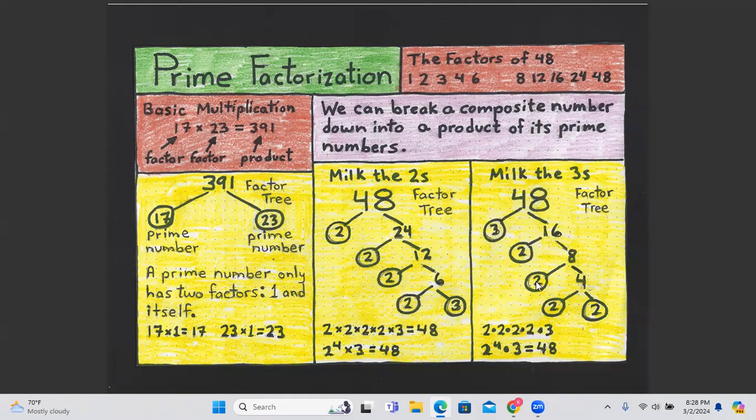And now we can continue milking out the 2s right here. And now we know that 2 times 4 will give us 8. 4, believe it or not, is a composite number, and we can still, further yet, milk out 2 2s. And so again, we have a 3, a 2, a 2, a 2, and a 2. And over here, we have a 2, 2, 2, 2, and a 3. Same thing. No matter which prime number you milk out, you are going to arrive at the same prime factorization. And so here's what we have right here. We have 2 times 2 times 2 times 2 times 3, which is the same as saying 2 to the fourth power times 3, which will give us 48.